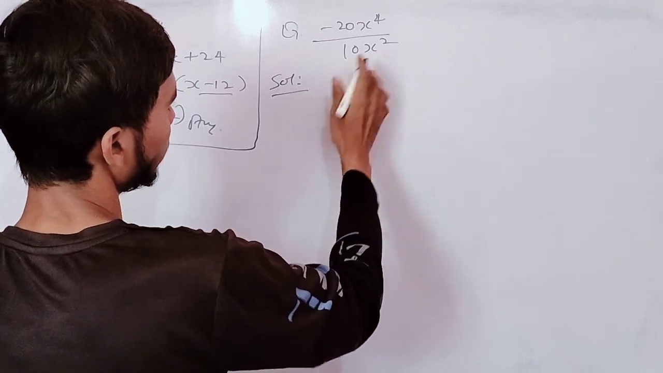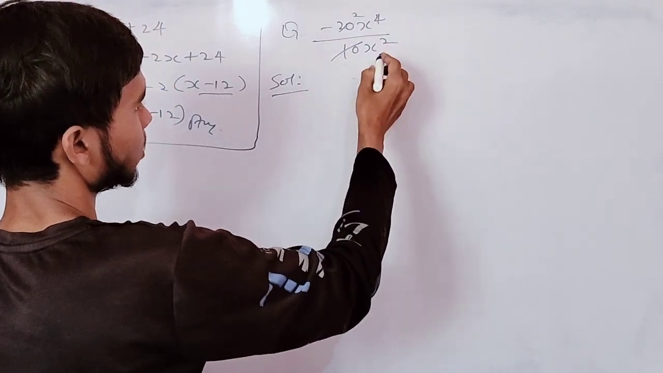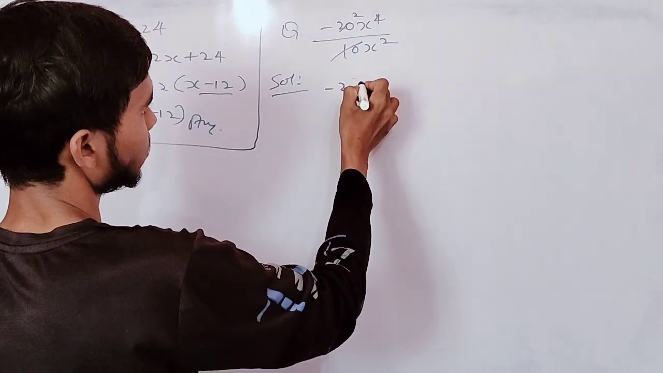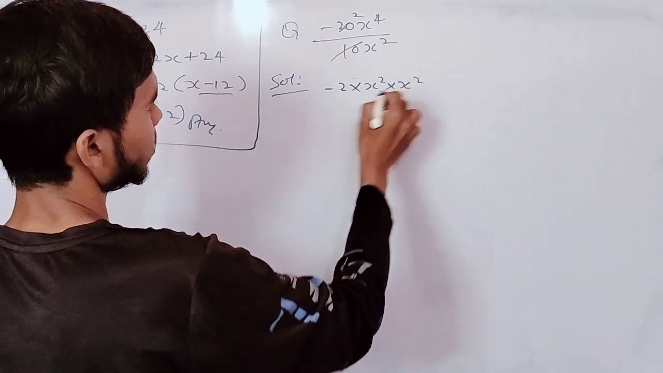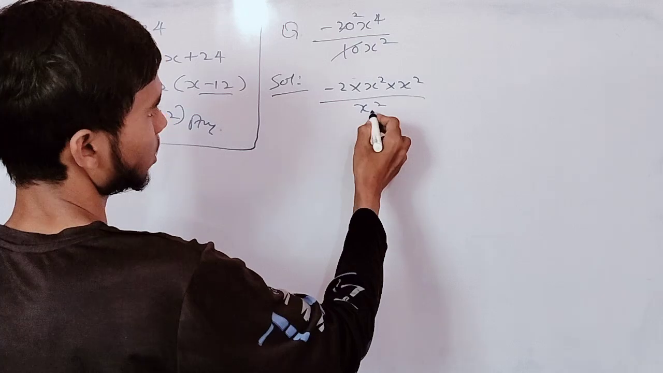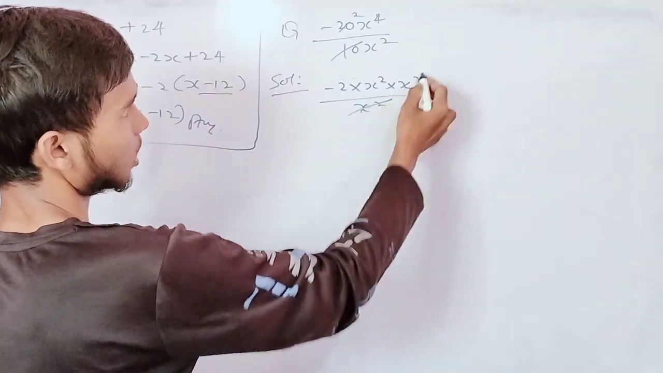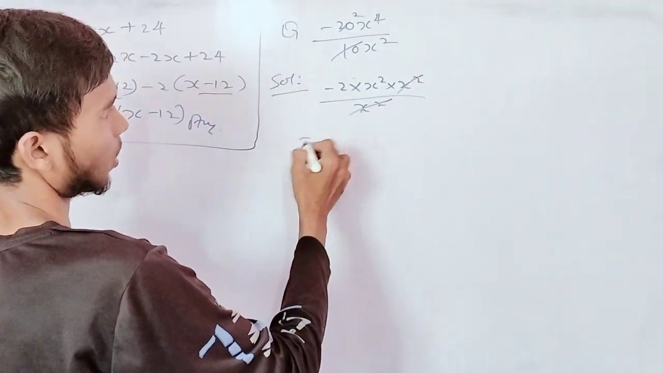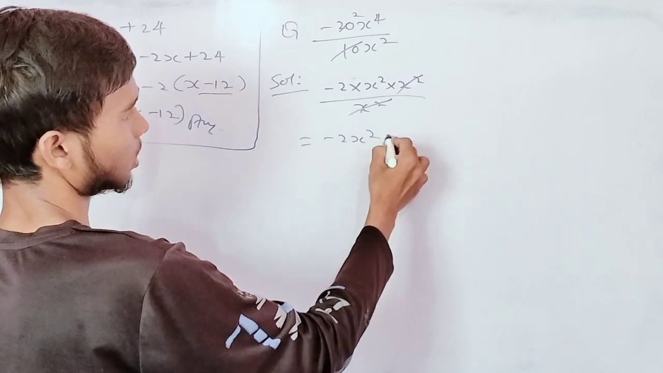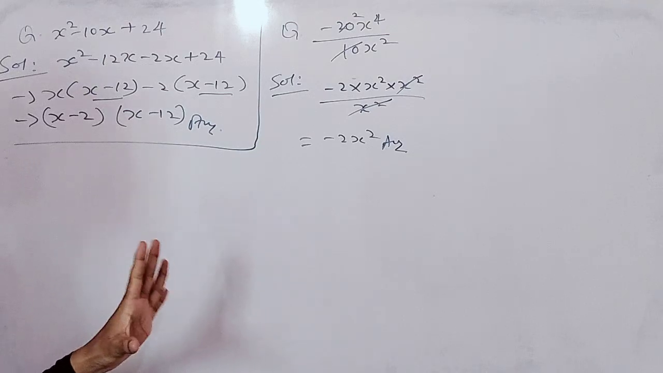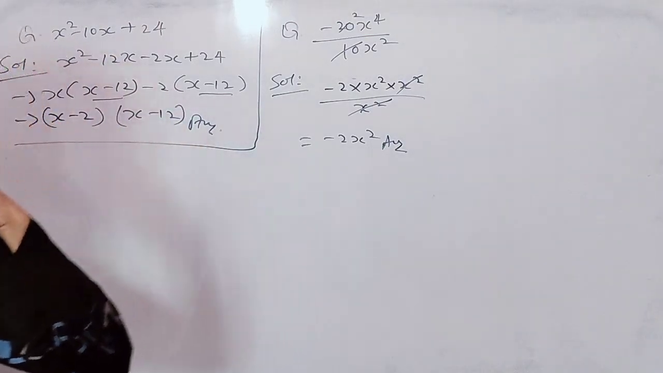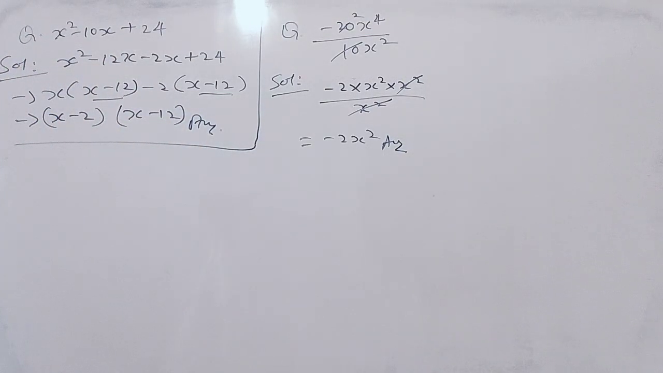minus 2, x to the 4 can be written as x square multiplied by x square. And x square is in place of the denominator. This will cut by this. Now we have minus 2x square. That's how you will simplify any division, any fraction in polynomials, in variables. That's how you will solve. Now next.